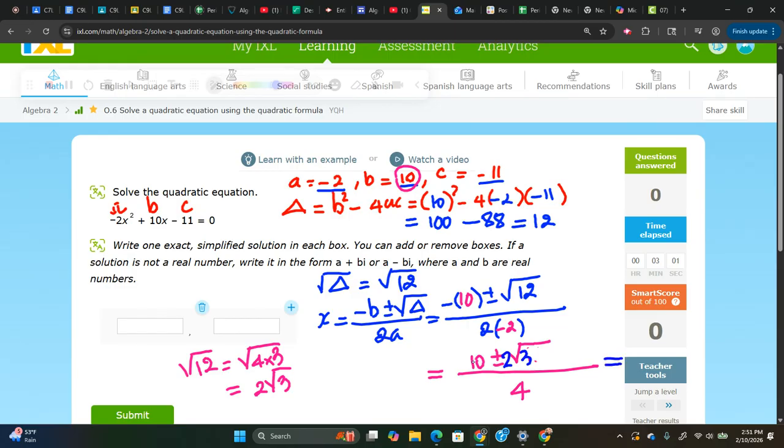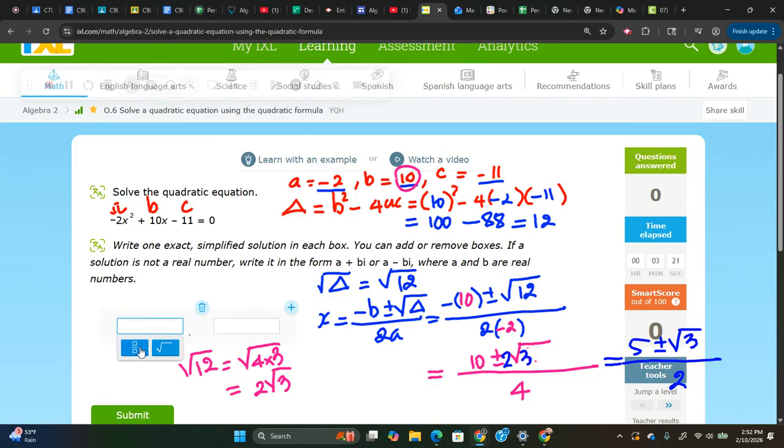So now take a look. 10 with 4 becomes 5 over 2. And then plus minus, and the number 2 simplifies with the number 4 to become 2. So square root of 3. Okay, so now I put my answer in. Here we go.